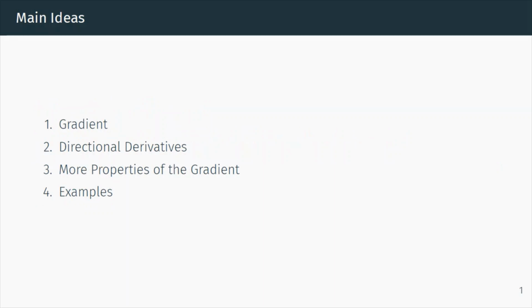So the main ideas from this section are what is the gradient, what are directional derivatives, and then we'll see the connection between the two. We'll learn a few more properties about the gradient, and then at the end we'll do some examples.